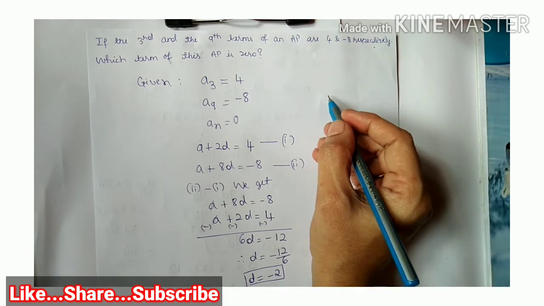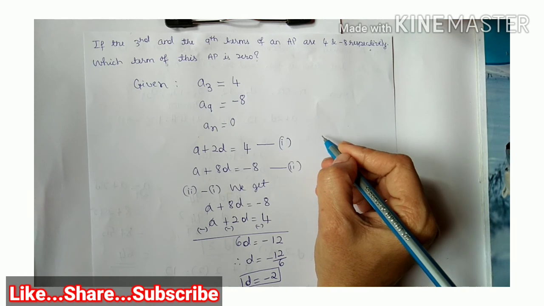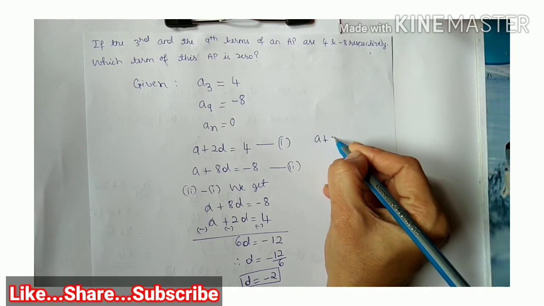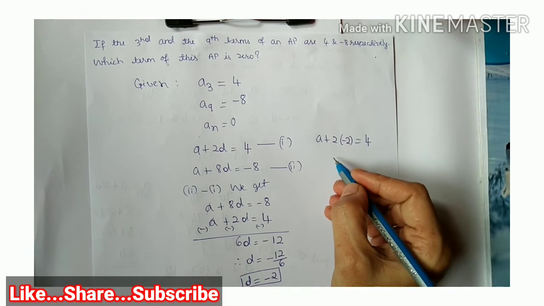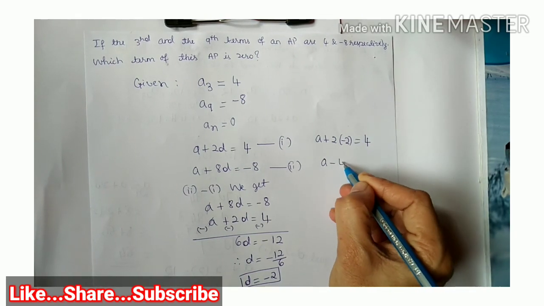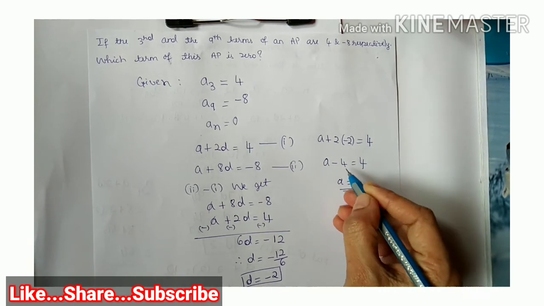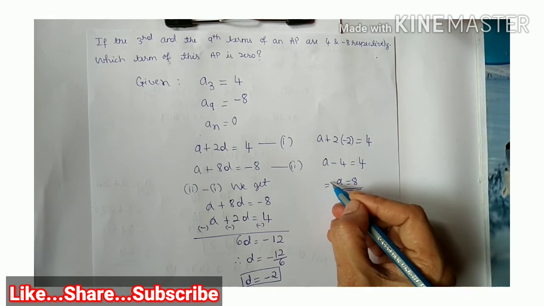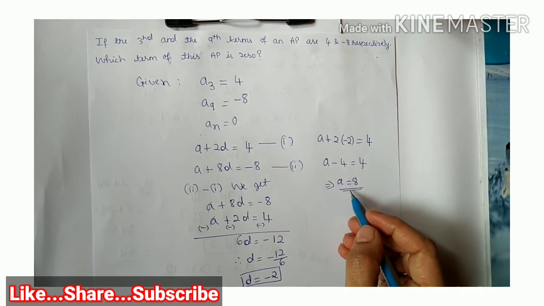Put the value of d in 1. We get a plus 2 into minus 2 is equal to 4. a minus 4 is equal to 4. Taking minus 4 to the right hand side, plus 4, 4 plus 4, 8. Therefore a is equal to 8.